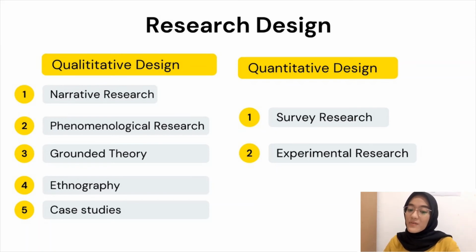Ethnography is a design of inquiry coming from anthropology and sociology in which the researcher studies the shared patterns of behavior, language, and action of an intact cultural group in a natural setting over a prolonged period of time. And the last is case studies, a design of inquiry found in many fields, especially evaluation, in which the researcher develops an in-depth analysis of a case, often a program, event, activity, or one or more individuals.